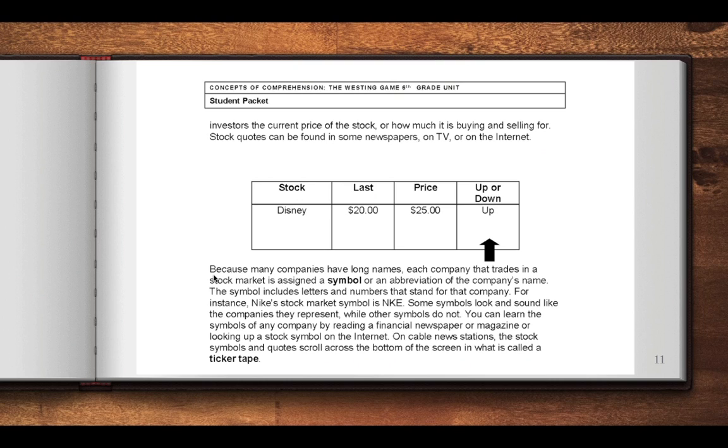Because many companies have long names, each company that trades in a stock market is assigned a symbol, or an abbreviation of the company's name. The symbol includes letters and numbers that stand for the company.